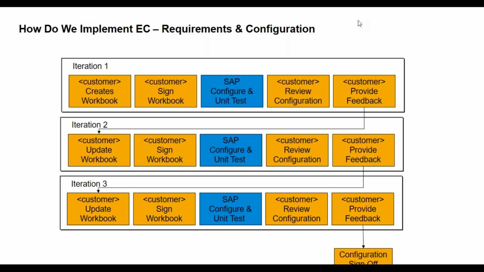Okay. So the iteration always starts with the customer filling the workbooks. And they will give the sign off, and the signed workbook will be considered as the requirements, and we'll be configuring that in the system. If you see here SAP, this SAP means the implementation partner. The implementation partner will be configuring and doing the unit testing. We'll move it to the quality system, and the customer reviews the configuration we have done.